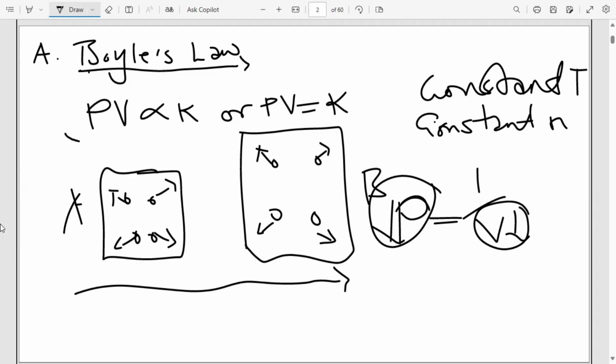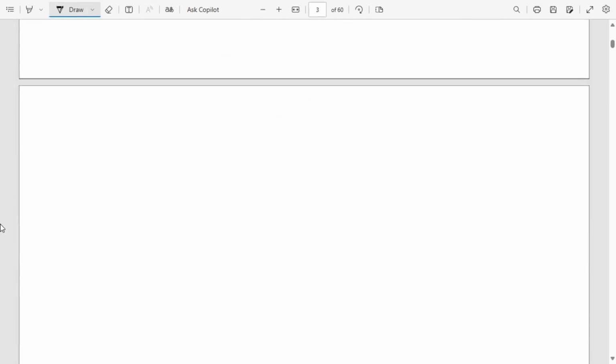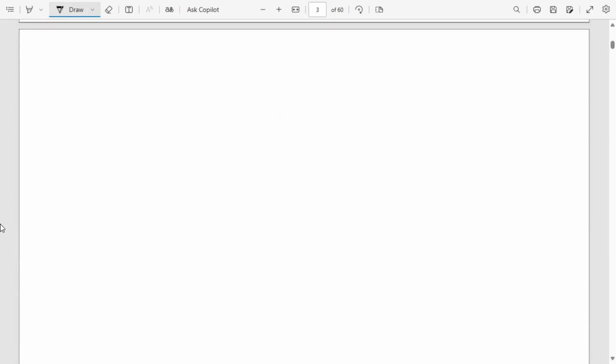Hence, I've put this equation here to represent the relationship between pressure and volume when constant temperature and constant number of molecules have been maintained. So that is the first gas law that we're going to talk about using this equation that I've drawn here. Okay, so let's look at another law that we call Charles' law, or the second law.